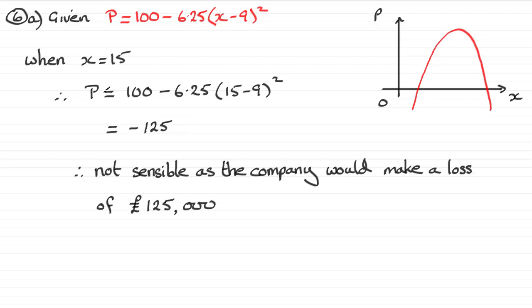Remember, P is the profit in thousands of pounds, so what we end up with is it's not sensible, as the company would clearly make a loss of £125,000.